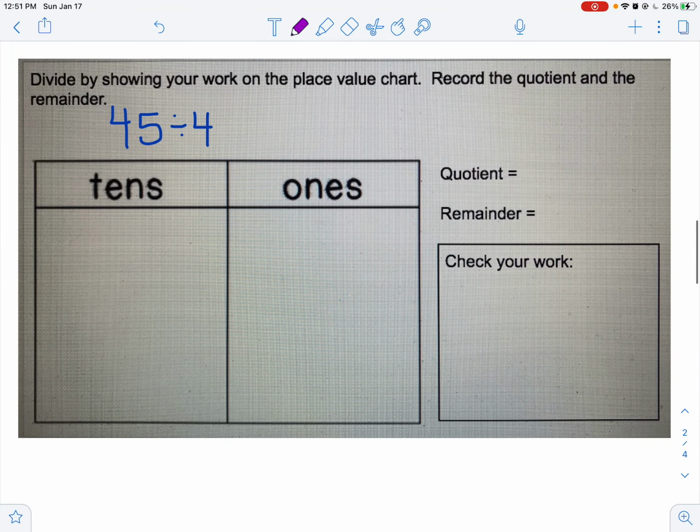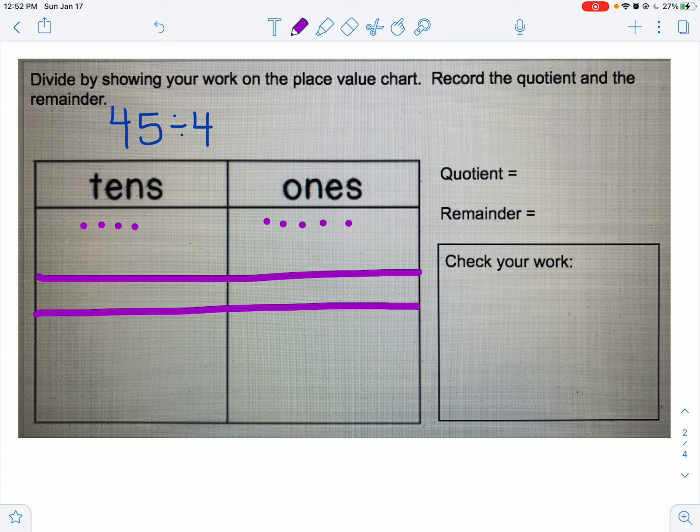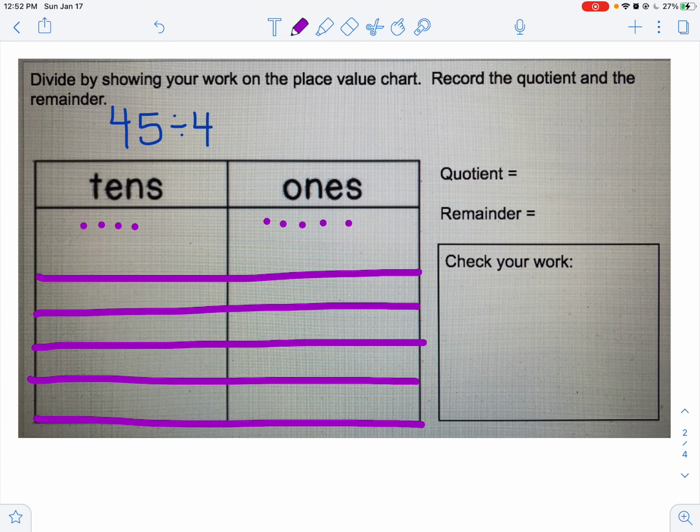Let's see what it looks like when we have a 2-digit number divided by a single-digit number with a remainder. 45 divided by 4. Again, first step, just show your 45. 1, 2, 3, 4 tens. 1, 2, 3, 4, 5 ones. I'm going to make 4 equal groups. 1, 2, 3, and 4 equal groups. Okay, now I'm going to start parceling them out.